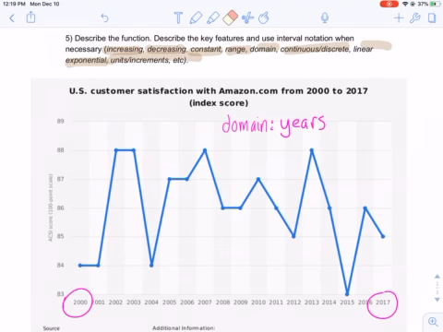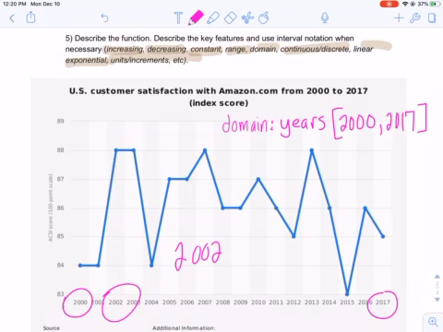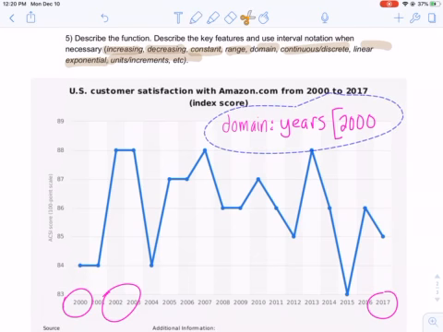But for my domain here, we start out with 2000, and we're going to go up to 2017. Instead of just putting 2000 to 2017, which would imply every single value in between those, we're really only dealing with whole numbers, because you're not going to be looking at 2002 and like 5/13. You're not going to be looking at crazy values here. It's always going to be on whole numbers. So to represent it, this is a method I'm going to use for this specific function.